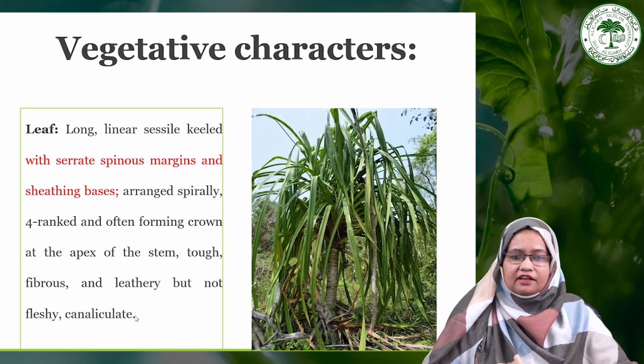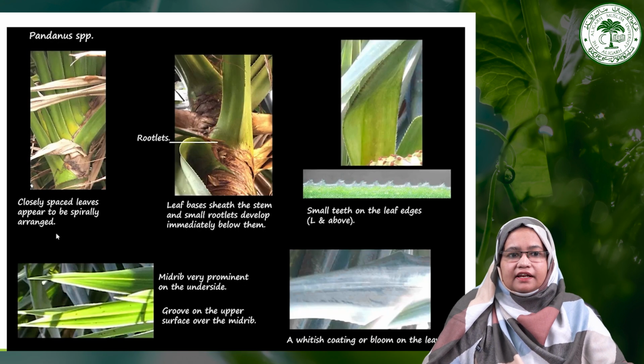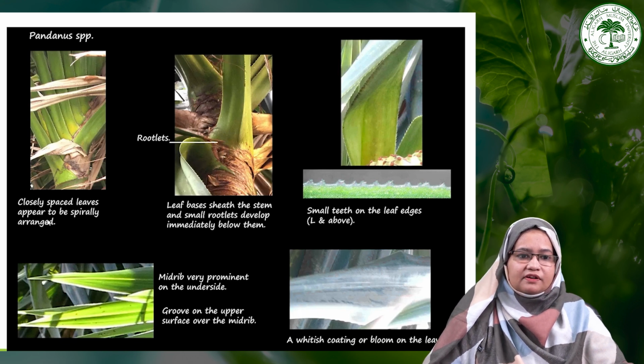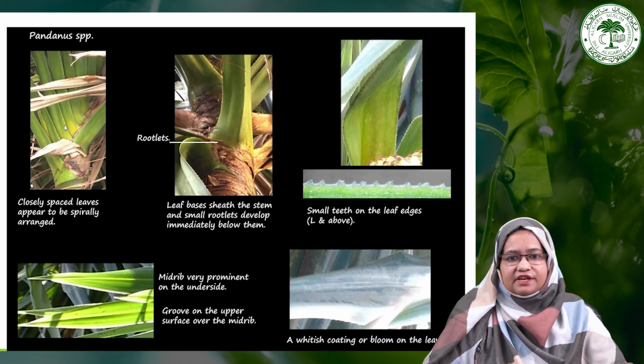They are canaliculate. If we see the characteristics of the leaf bases, the leaf bases sheath the stem, and small rootlets may develop immediately below this. You can see these are the small rootlets arising from the sheathing bases. You can see closely spaced leaves that appear to be spirally arranged. There is only a quite small portion of the nodal region. So the leaves are arranged spirally and very closely spaced.